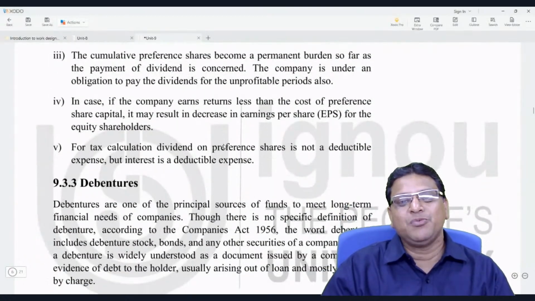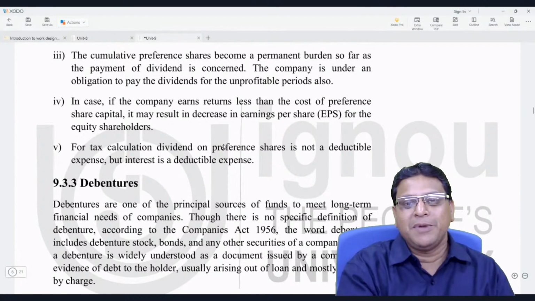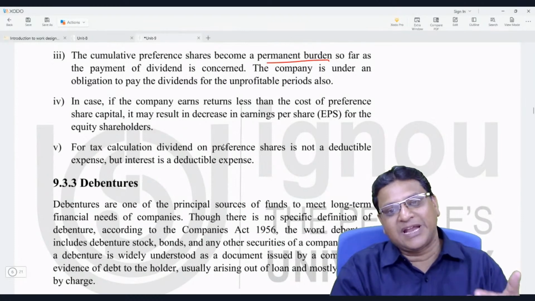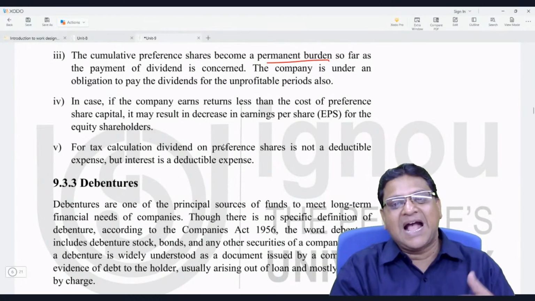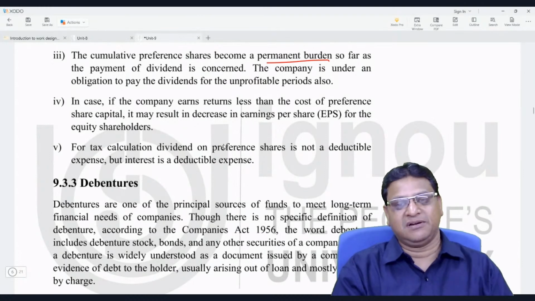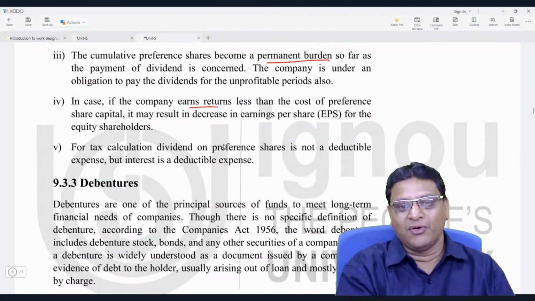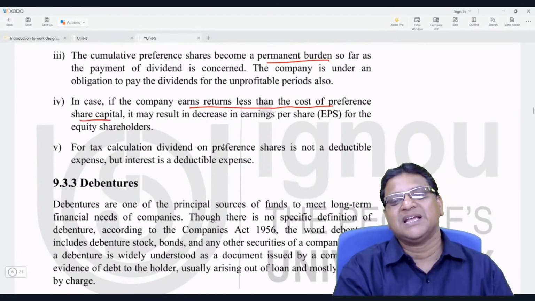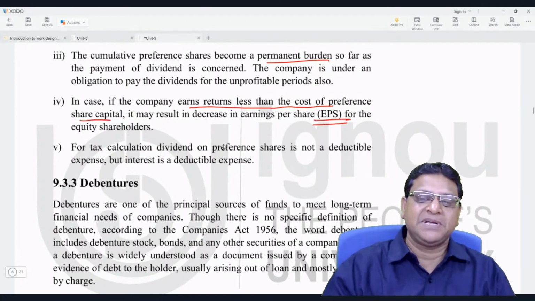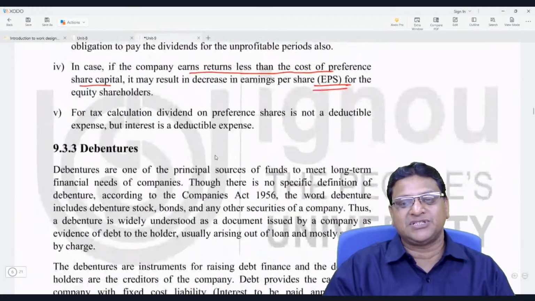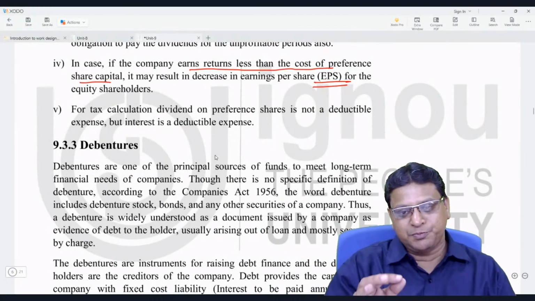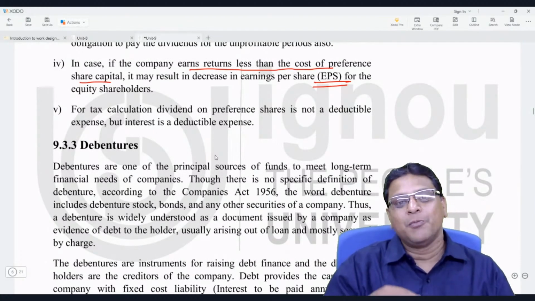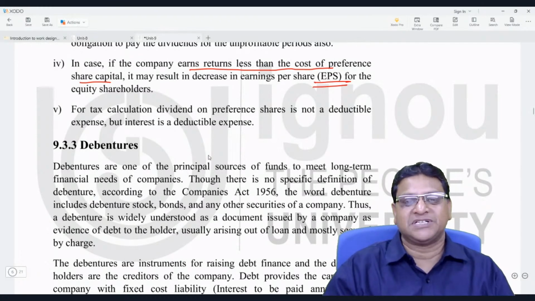Next, cumulative preference shareholders become a burden for the company because their claim to get back dividend accumulates year after year. Next, if a company earns a return less than the cost of preference share, then its EPS will come down. What is EPS? Earnings per share. That means if a company issues preference shares, it is bound to earn a return more than the cost of the preference shares.